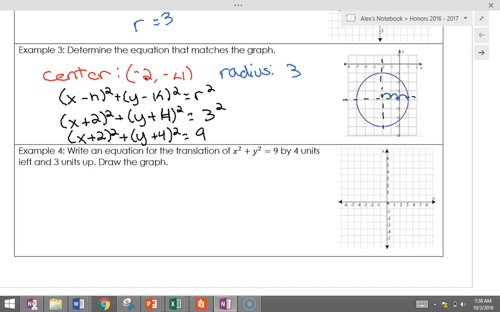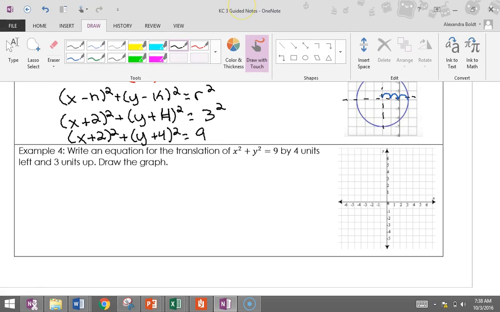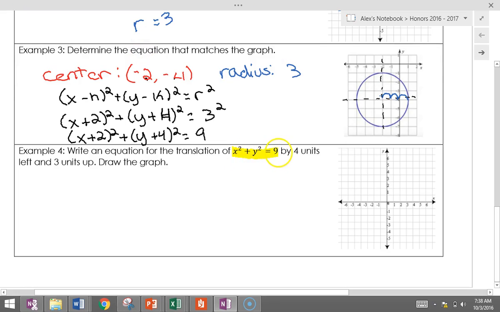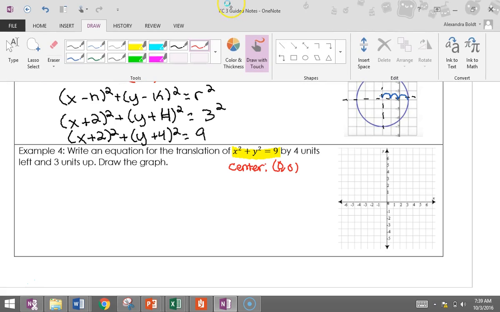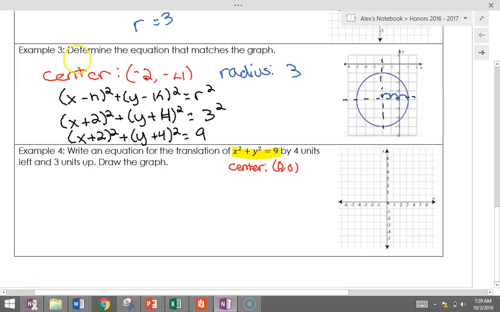Alright, for number 4, write an equation for the translation of x squared plus y squared equals 9 by 4 units left and 3 units up. Well, if I look at x squared plus y squared equals 9, my center for this one is (0, 0). If nothing's being added or subtracted, it's just (0, 0). And my radius is going to be 3, coming from that 9.